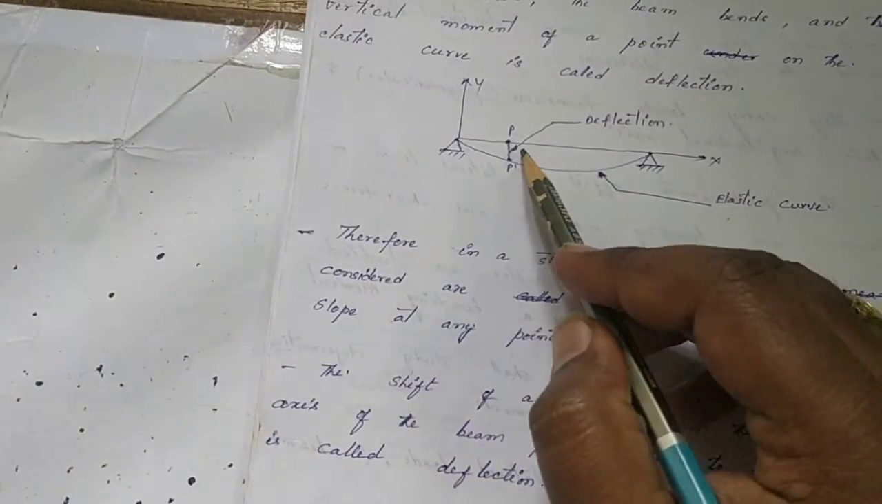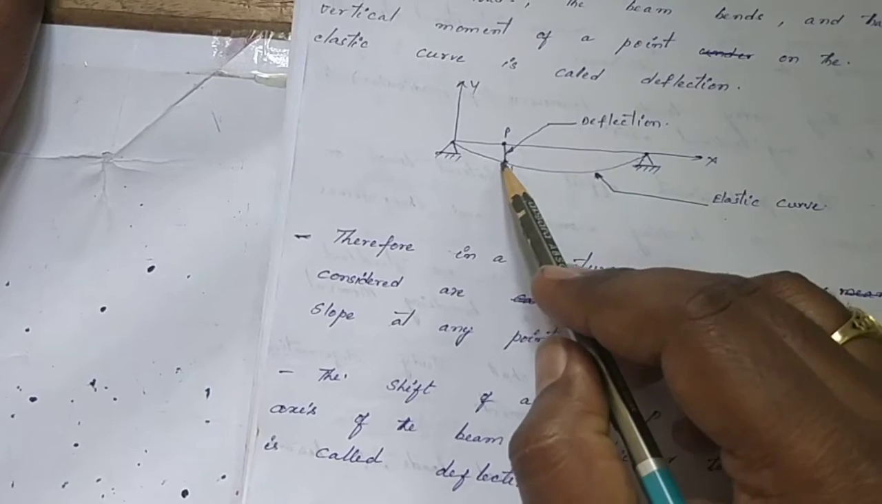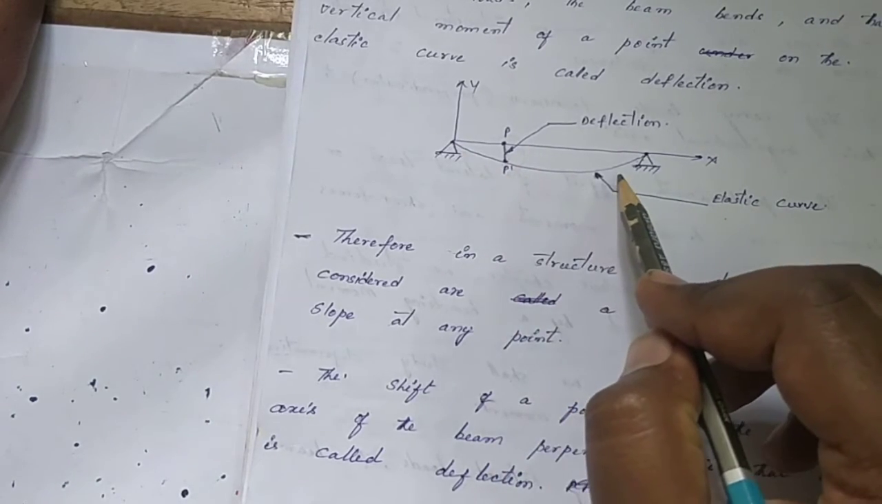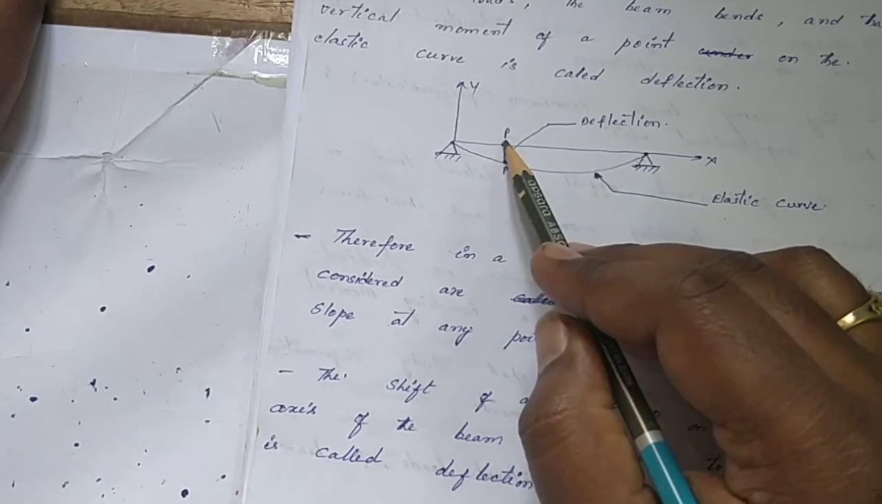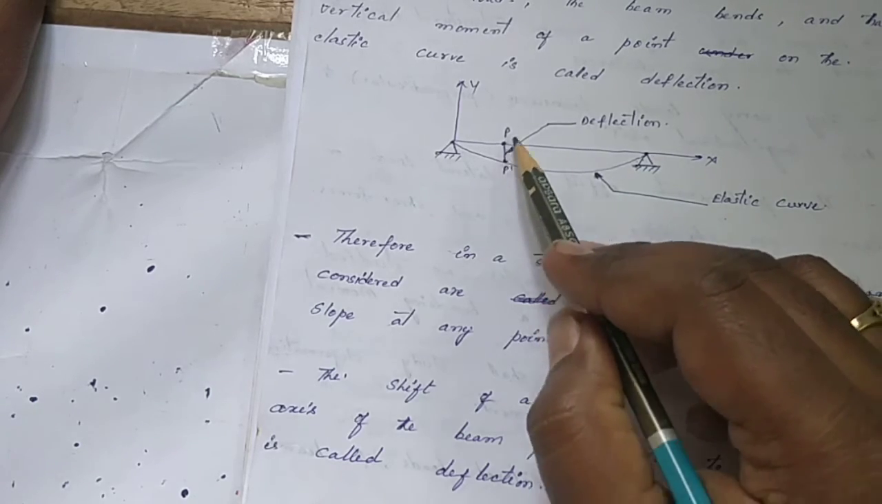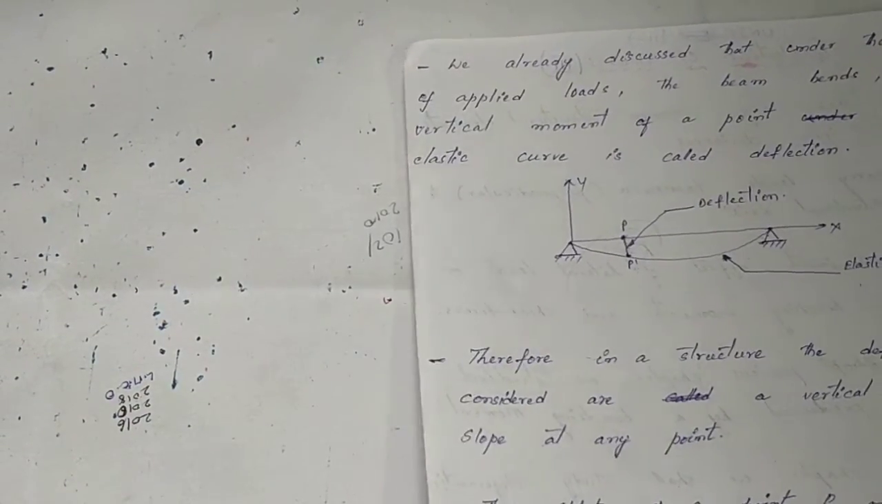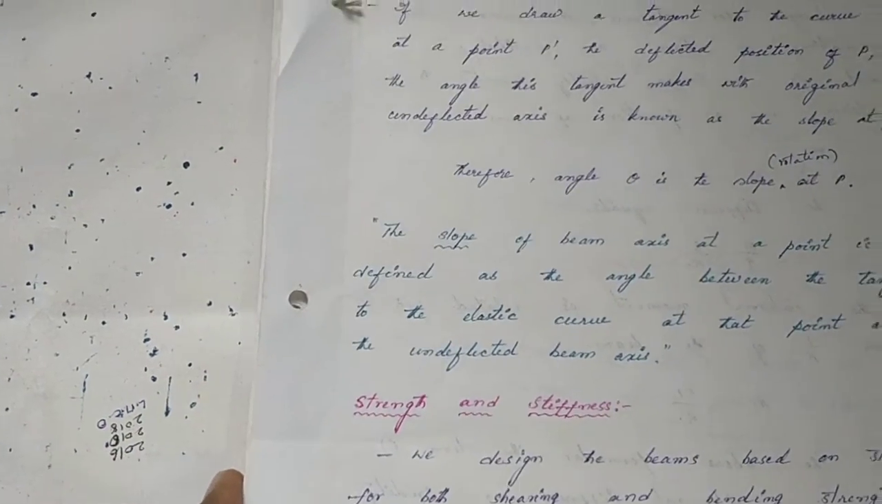Okay, it is a point on the beam and it is a point P dash on a deflected curve. The vertical distance from point P to P dash is known as the deformation. Similarly, we need to calculate the slope.